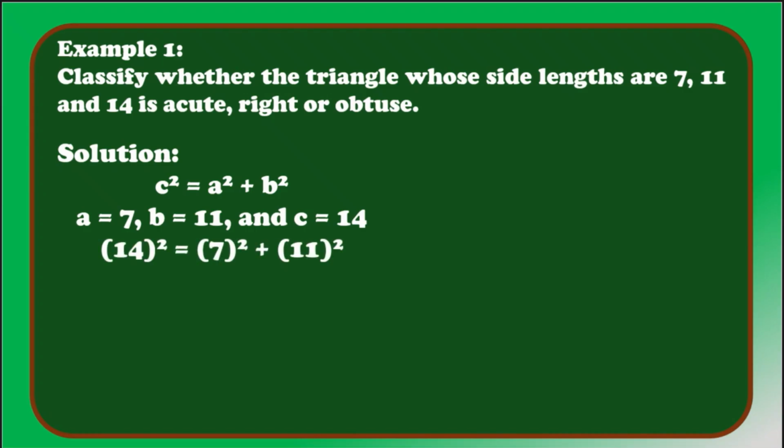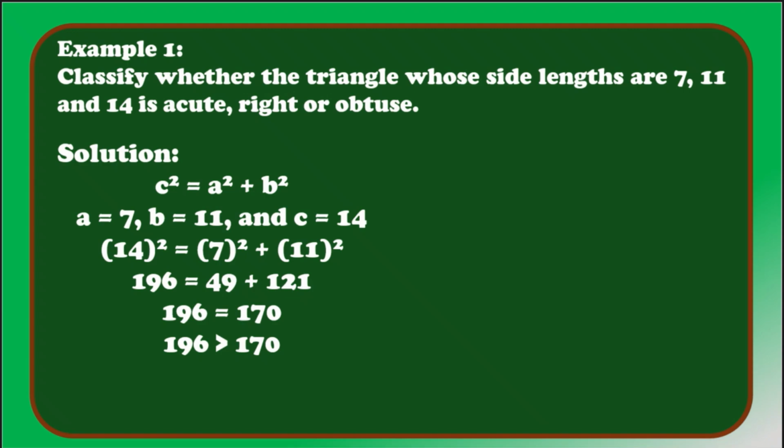So therefore, we're going to have the quantity of 14 squared equals the square of 7 and the square of 11. Let's proceed to getting the squares of the following numbers. We're going to have 196 that came from 14 squared equals 49 from 7 squared plus 121 from 11 squared. Let's copy 196 and add 49 to 121. We're going to have 196 equals 170. And based on our results, 196 is greater than 170.